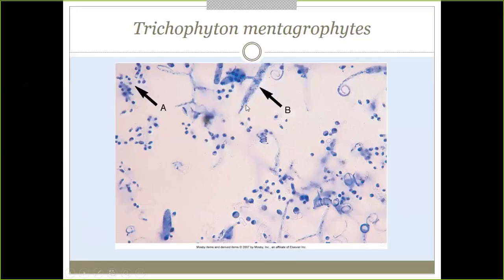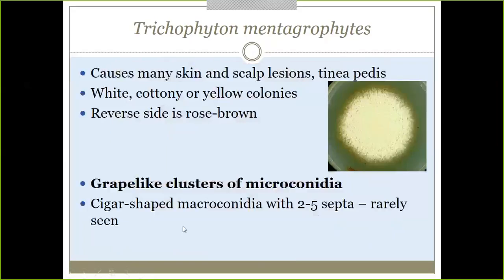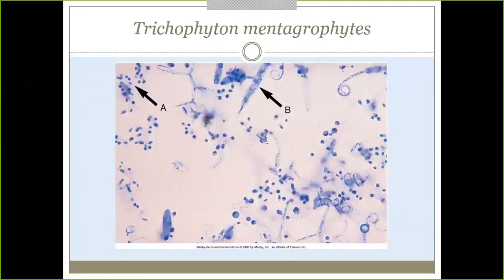Letter B is showing you the cigar-shaped look. So this is Trichophyton mentagrophytes. I am not going to test you on the picture of this, but I do want you to always keep in mind the classic grape-like clusters is known for Trichophyton mentagrophytes, but I'm not going to test you on the actual picture itself. So just keep that in mind.